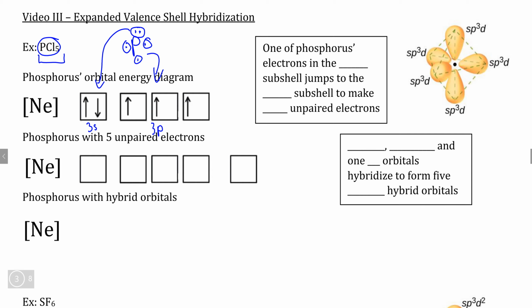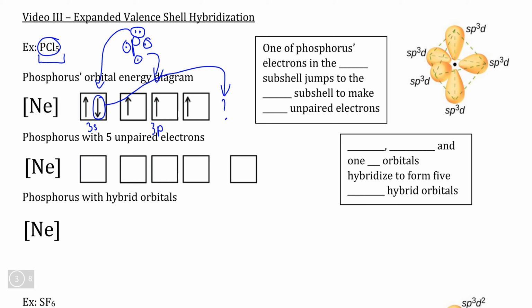Now, if we do the same thing as in sp3 hybridization, if we take this paired electron from the 3s subshell and jump it to a higher energy level, we can get 5 unpaired electrons. But where exactly does it go?